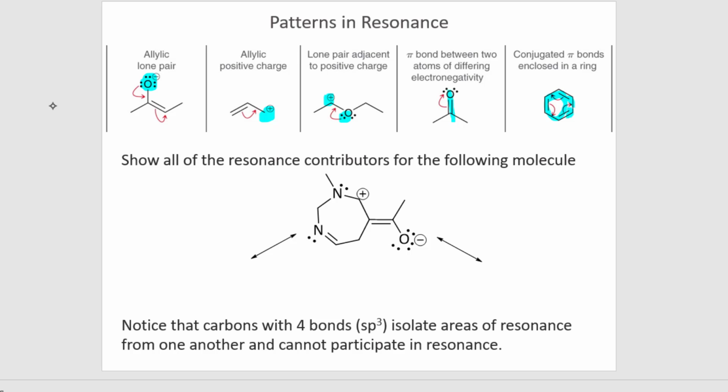Now, for this example down below, I'd like you to show all of the resonance contributors for the molecule. I'm going to let you guys practice this one on your own.